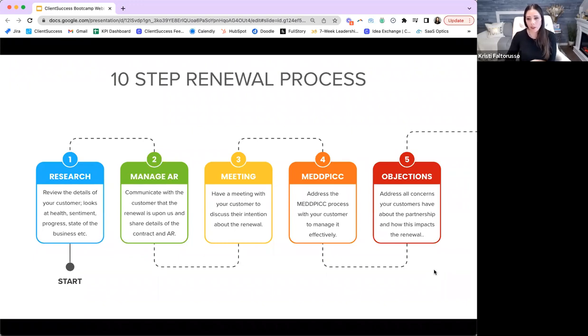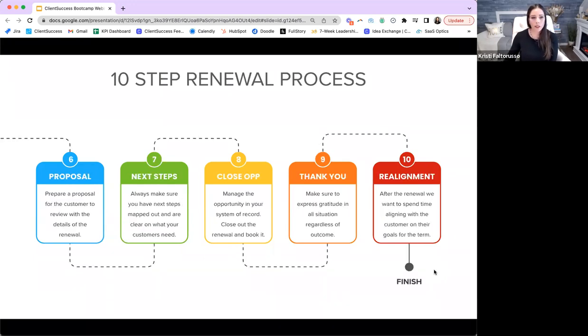So our first 5 steps get us to this point, and then we move on to our last 5, which is hopefully we've navigated those objections and any reservations they have. We have a good understanding of those. We can then move to our proposal, which is us sharing with our customer, based off of what you need and what you've communicated to us, here's what this will look like.